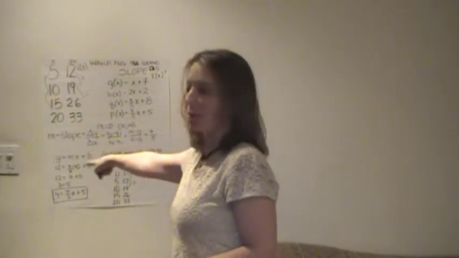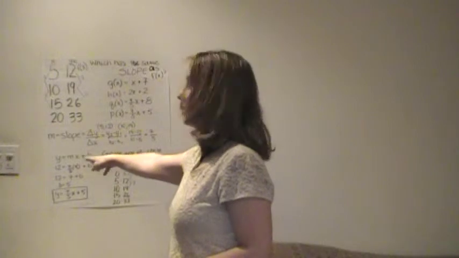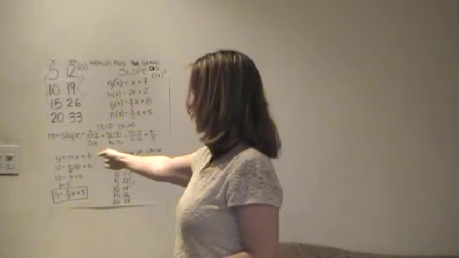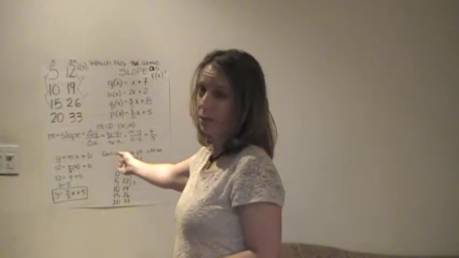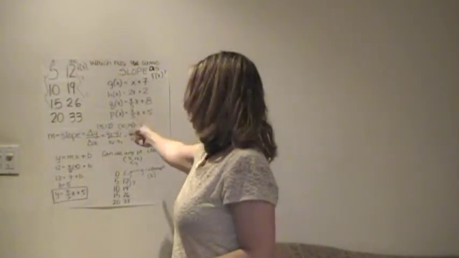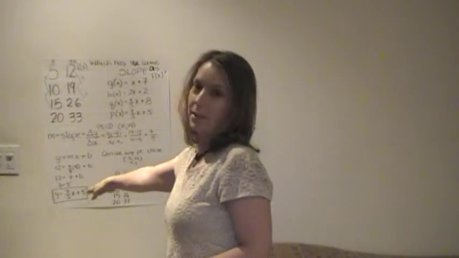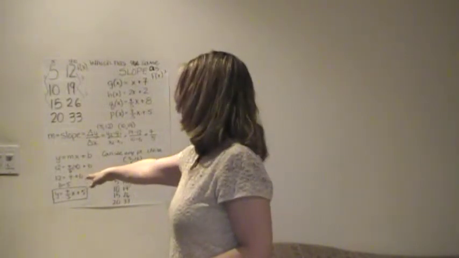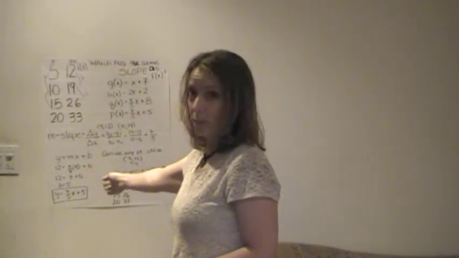So we put in 12 for y and 5 for x, and we get 12 equals 7/5 times 5 plus b. B is the y-intercept. That's the number that's right next to the 7/5 x in p of x. When we do the math, we see that y equals 7/5 x plus 5 because b equals 5.